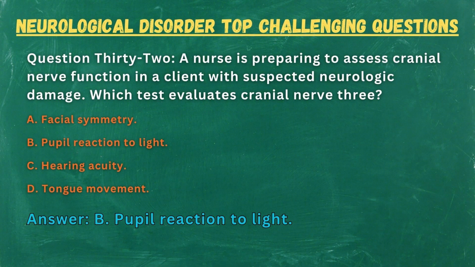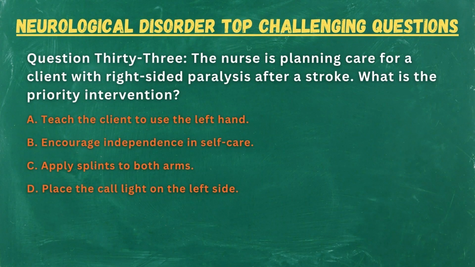Answer: B. Pupil reaction to light. Question 33. The nurse is planning care for a client with right-sided paralysis after a stroke. What is the priority intervention? A. Teach the client to use the left hand. B. Encourage independence in self-care. C. Apply splints to both arms. D. Place the call light on the left side.